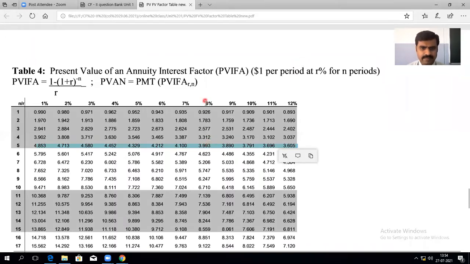We are taking 8%, 3.993, and then we are taking 3.791. So 3.791 is the lower value and 3.993 is the higher value. So your 3.847 lies in between these two. Yes or no? So we are taking 8% and 10%. So 8% is your low discount rate, 10% is your higher discount rate. Any confusion? Did you understand? Any doubt? Anybody?